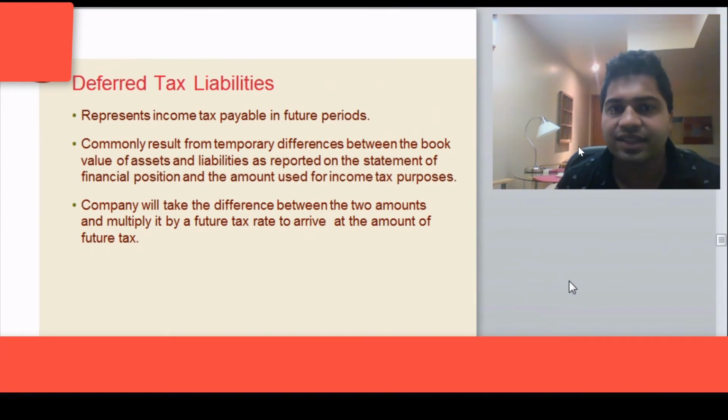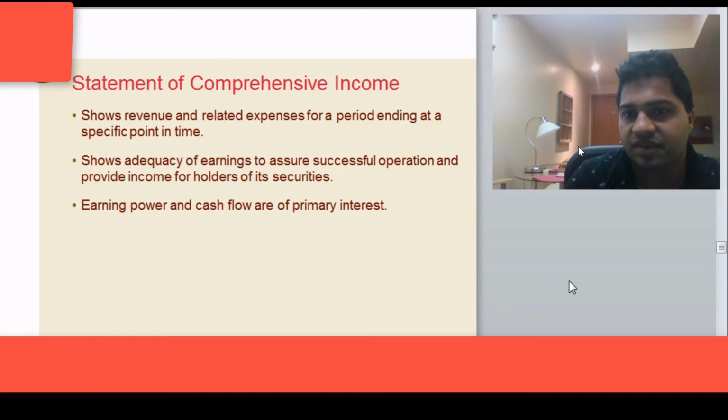Deferred tax liabilities represent income tax payable in a future period, commonly resulting from temporary differences between the book value of assets and liabilities as reported on the statement of financial position and the amount used for tax. The reason is you use different accounting standards, one for tax, one according to IFRS. The company will take the difference between the two amounts and multiply it by the future tax rate to arrive at the amount of deferred tax liability.